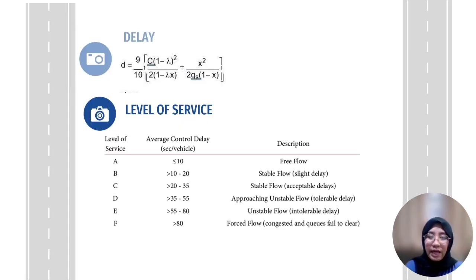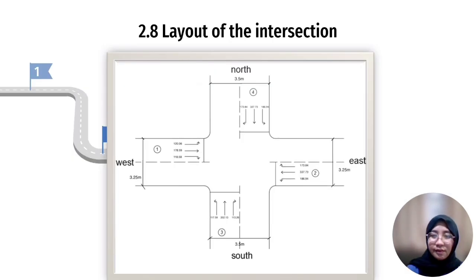The next one is delay and the formula and level of service. And the last one is the layout of the intersection.